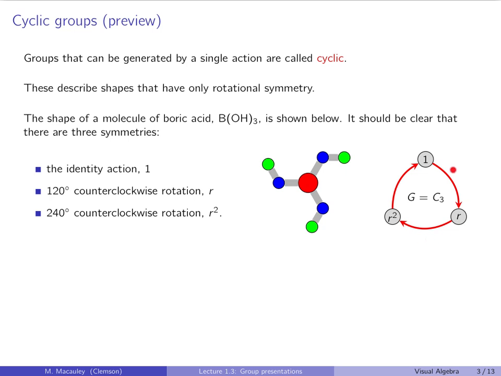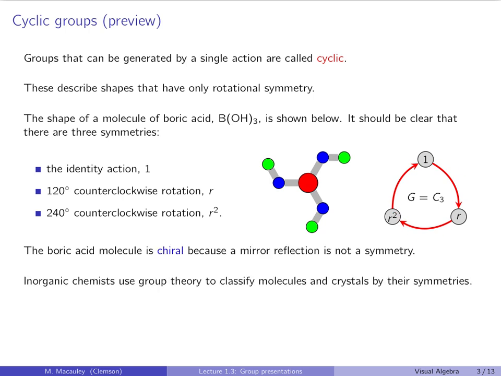Here is a Cayley graph of the symmetry group of this molecule. The boric acid molecule is chiral because a mirror reflection is not a symmetry. This is different from what we saw in the first lecture, the symmetry group of a triangle. Inorganic chemists use group theory to classify molecules and crystals by their symmetries.